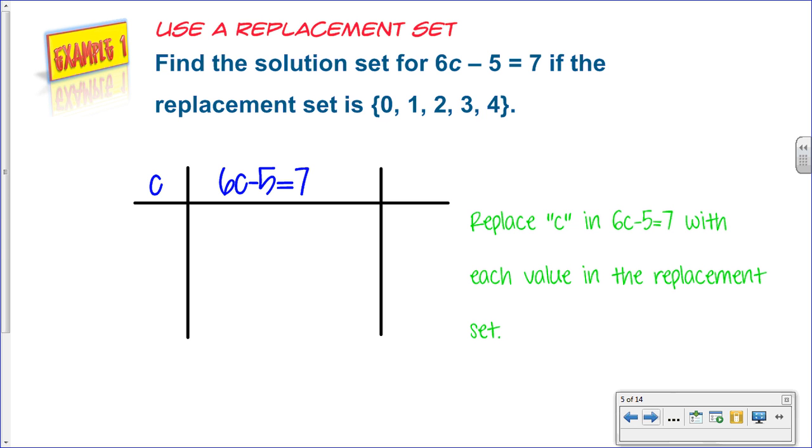Okay? And there's all kinds of applications. Let's say you're going to a store, you can use an input-output table to see what the cost is if you buy 1 can of soda, 2 cans, 3 cans, and so on. All right? So basically, all I did right here is, what goes for C? What do I put on the left-hand side of the table?